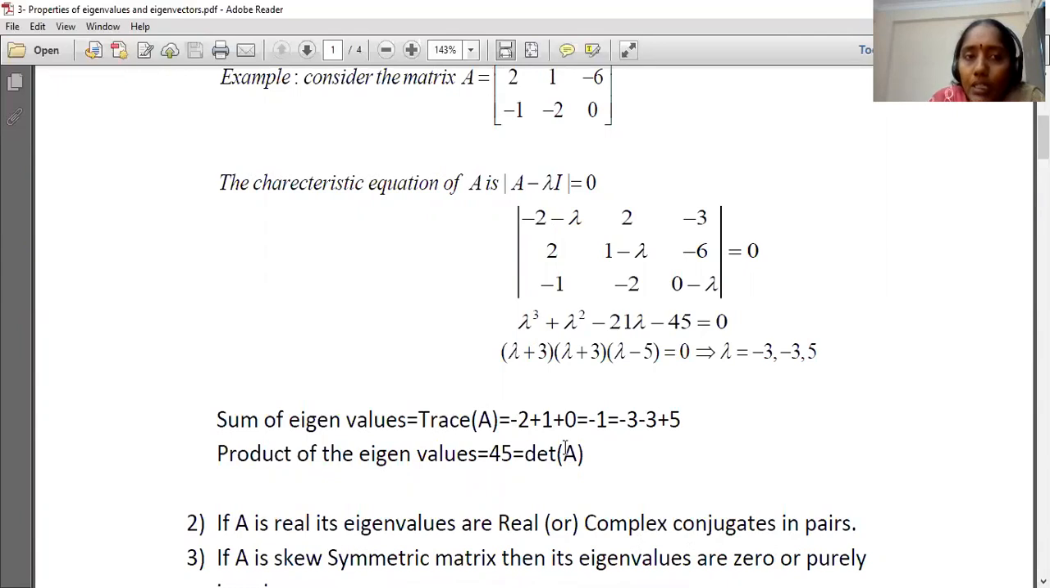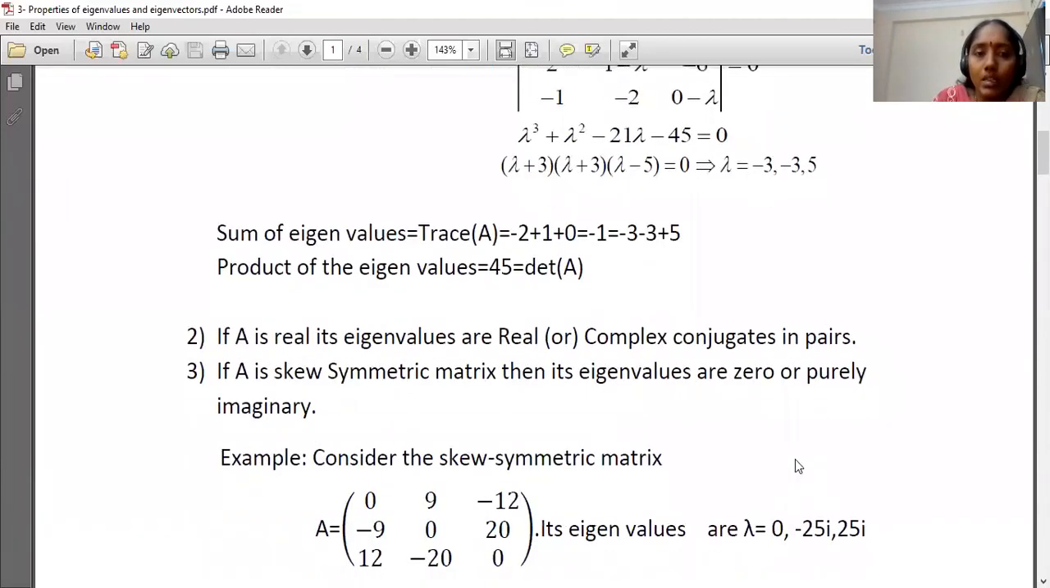Another property is that the product of eigenvalues is the determinant of A. Here the eigenvalues are minus 3, minus 3, 5. So the determinant of A is equal to the product of all these three values: minus 3 into minus 3 into 5, that is 45. Determinant of A is 45. If you want, you can check by finding the determinant of A directly. Exactly that value is 45.